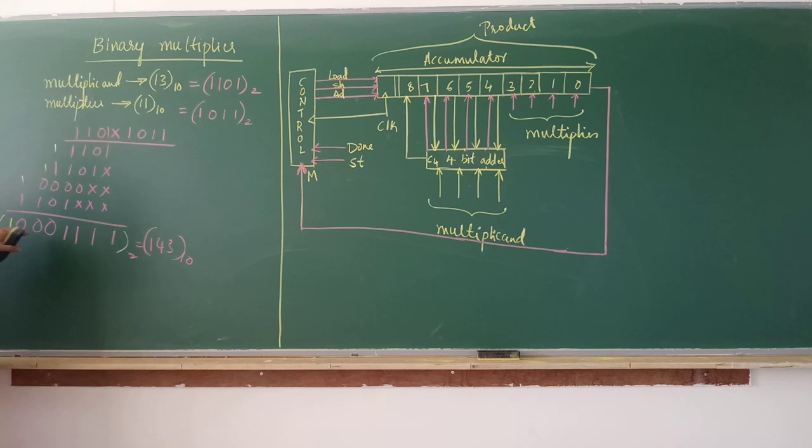You can check. This will be 2 power 0, 2 power 1, 2 power 2, 2 power 3, up to 2 power 7. So 2 power 7 is how much? 128. 128 plus 2 plus 4 plus 8 plus 16, which will be 143. So this is the binary product we have. This is how we do the binary multiplication.